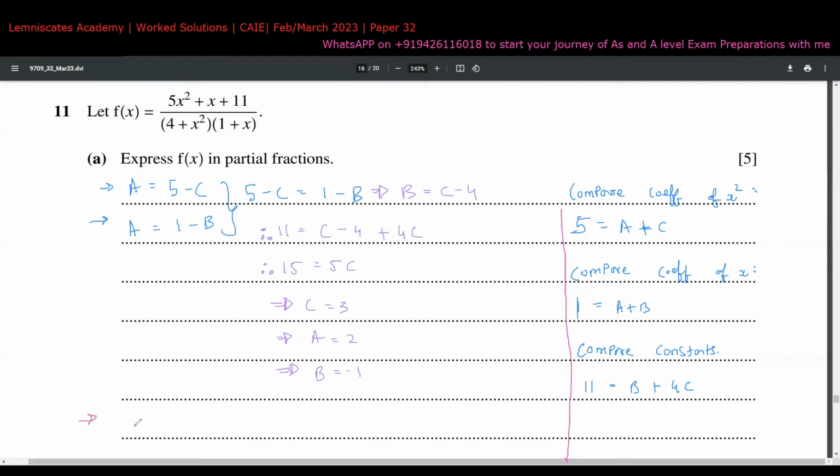partial fraction format. So f of x is equal to (Ax plus B), that is 2x minus 1, divided by 4 plus x squared, and then plus C, that is 3, divided by 1 plus x. So this becomes the final answer of part A.